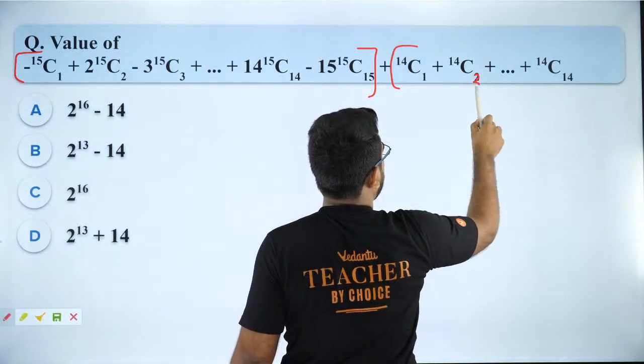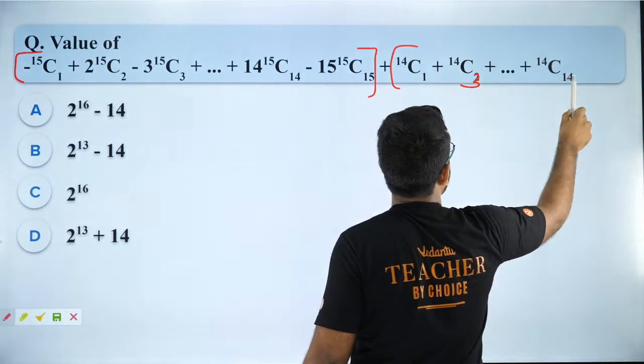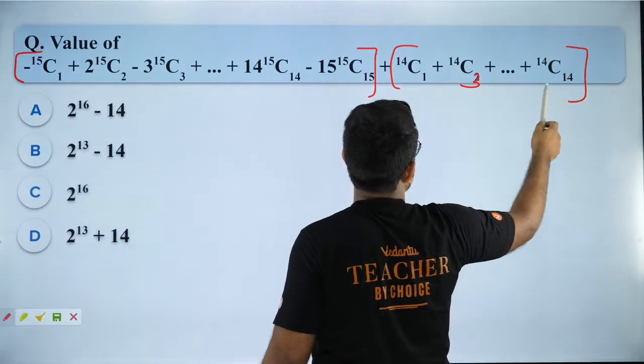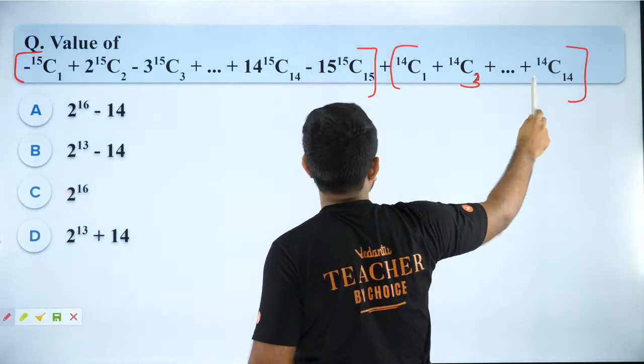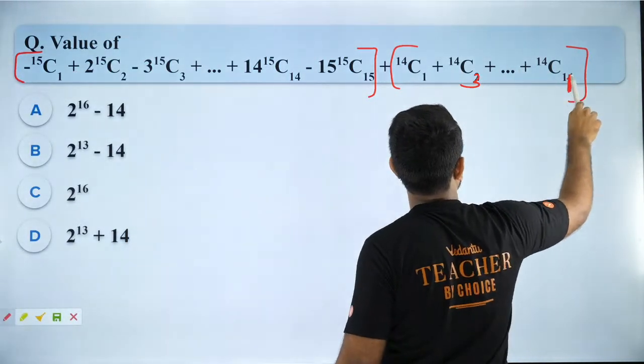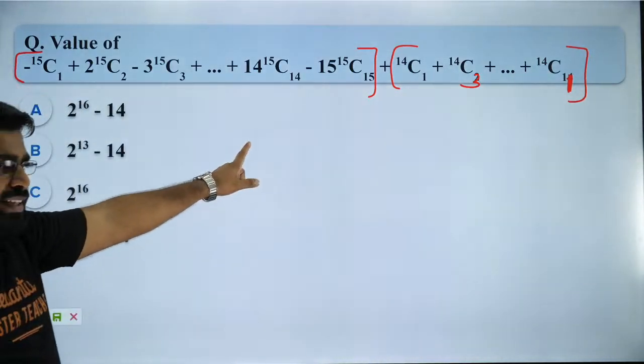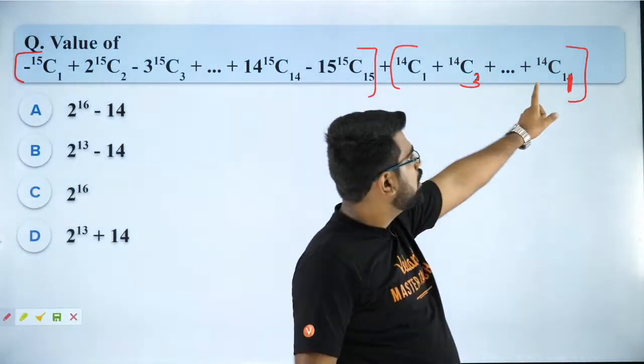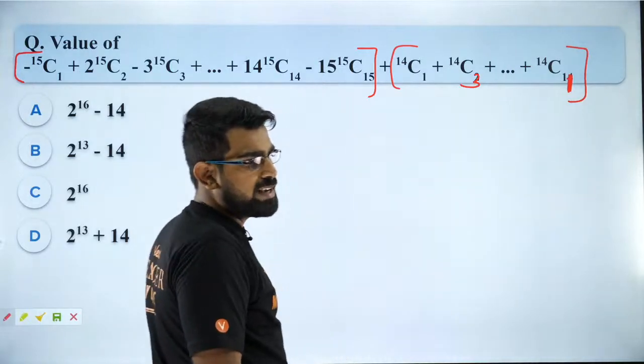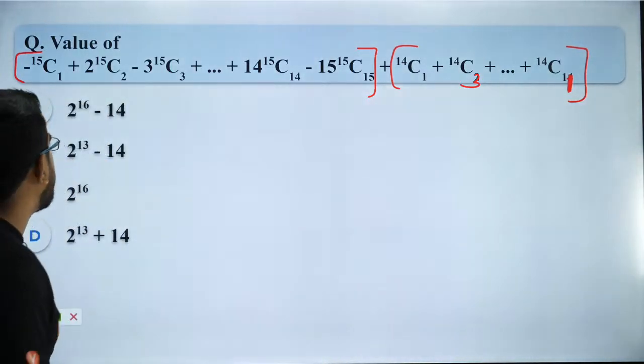It is 14C1, 14C3, all the way up to 14C11, is it? I think it was only till 14C11. Okay, so this was the question. Is that correct? I think it was only till 14C11. Okay, that is the question, I guess, from my students. So now let us try to solve it.